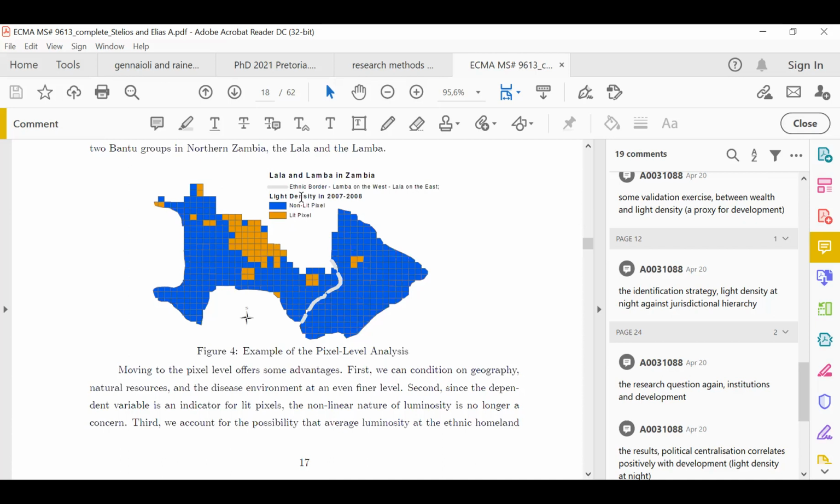Yeah, so this is just an example, right? This is Zambia. The whole thing here is the map of Zambia, but then there is an ethnic border within Zambia. Here is the ethnic border. There is the Lamba on the west and the Lala on the east, and you can see who is getting more light.